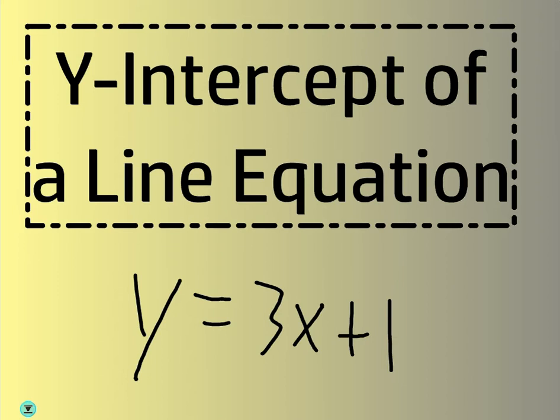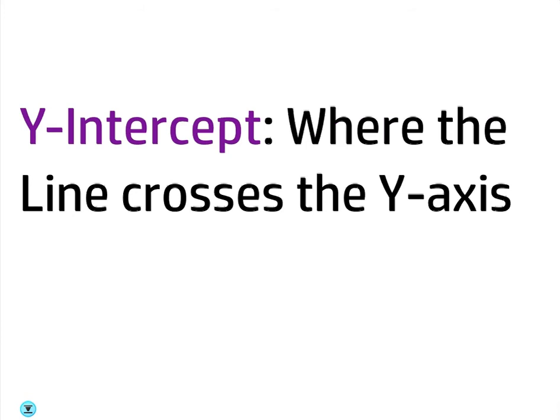Define what y-intercept is. There's no sense in finding the y-intercept of a line if you don't know what it means. There's probably other words we could use that are maybe simpler, but basically it's where it crosses the y-axis. The y-intercept actually has nothing to do with the slope. It just means where it crosses the y-axis. At what y value does the line cross the y-axis?